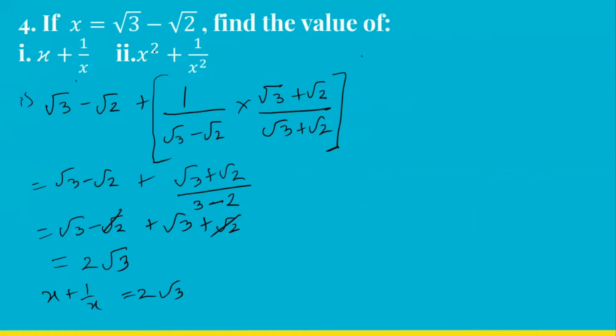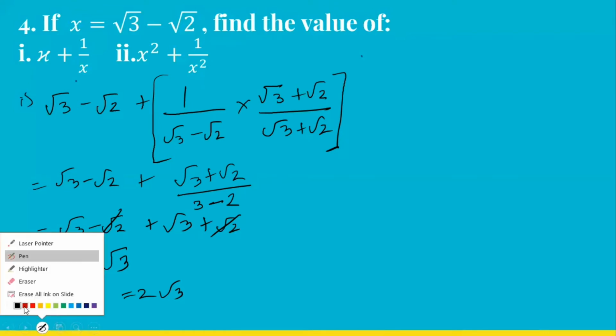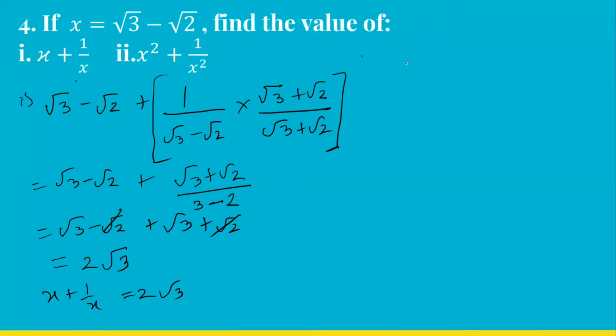Now you have to find the value of x square plus 1 upon x square. So what we do here is start squaring x plus 1 upon x. Recall the identity: a plus 1 upon a, the whole square. So x plus 1 upon x, the whole square, is x square plus 1 upon x square plus 2. We are targeting x square plus 1 upon x square. So x square plus 1 upon x square is equal to x plus 1 upon x, the whole square, minus 2.